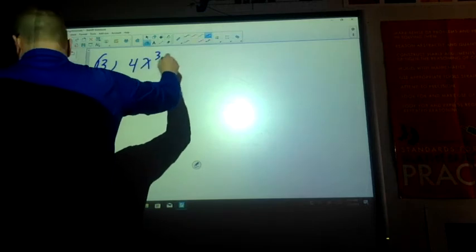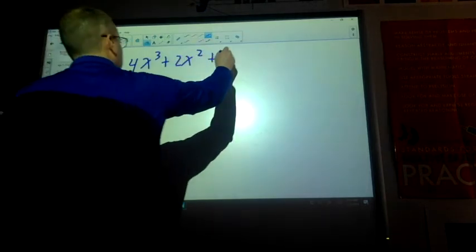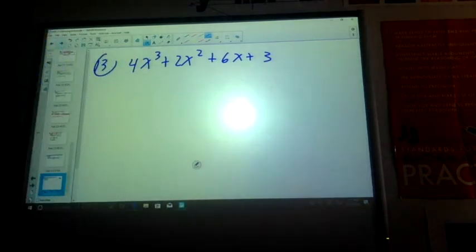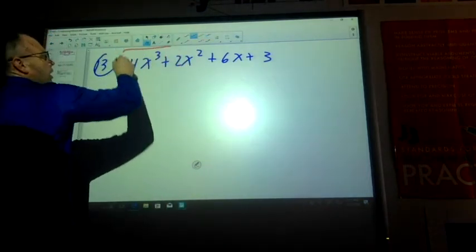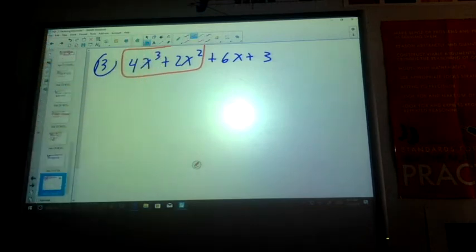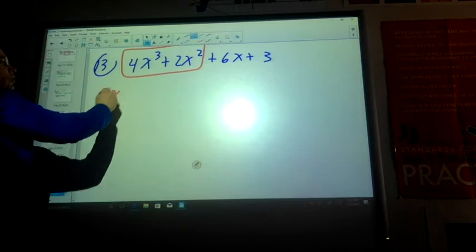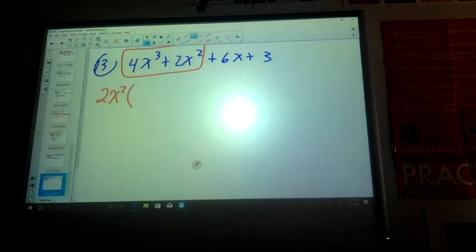4x to the third plus 2x squared plus 6x plus 3. Okay, so if we have 4 terms, it's going to be the same every time. We're going to look at the first 2 terms, and we're going to say, hey, what do we have in common between those 2? And I could factor a 2 out and an x squared. What do you think about that? And I'm not writing it all the way out, so I think you should start saying it.